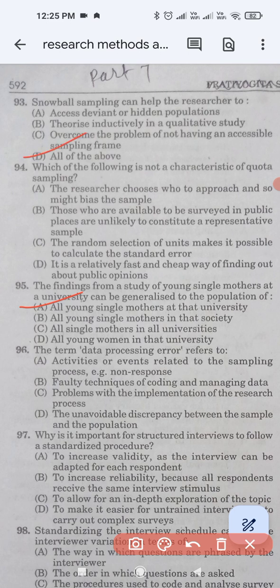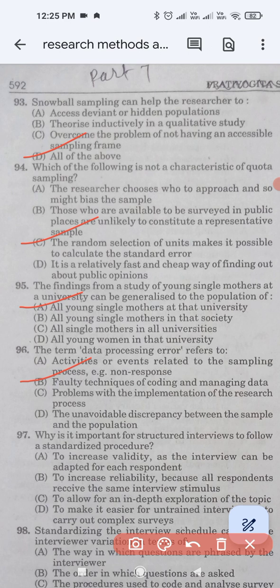Now question number 96. The term data processing error refers to: option A, activities or events related to the sampling process, for example, non-response. Option B, faulty technique of coding and managing data. Option C, problems with the implementation of the research process. And option D, the unavoidable discrepancy between the sample and the population. So the correct answer of this one is faulty technique of coding and managing data. Option B is the correct answer.